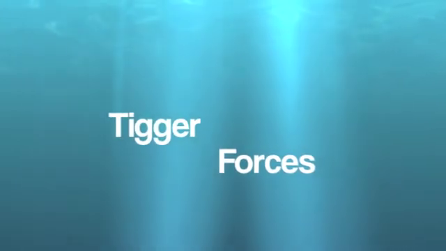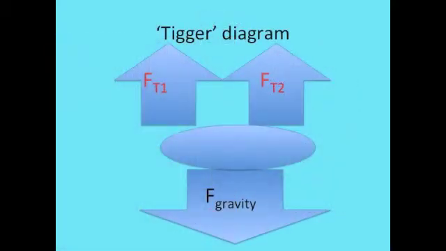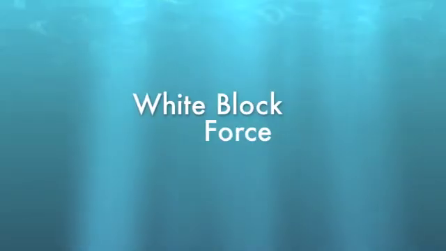Tigger forces. The tension force is divided into two because Tigger is being hung by two pieces of rope. The gravity is pulling down on Tigger and making it into static equilibrium. Since Tigger has two tension forces, and the tension forces added up equal gravity, both of the tension forces equal up to the gravity, making static equilibrium.